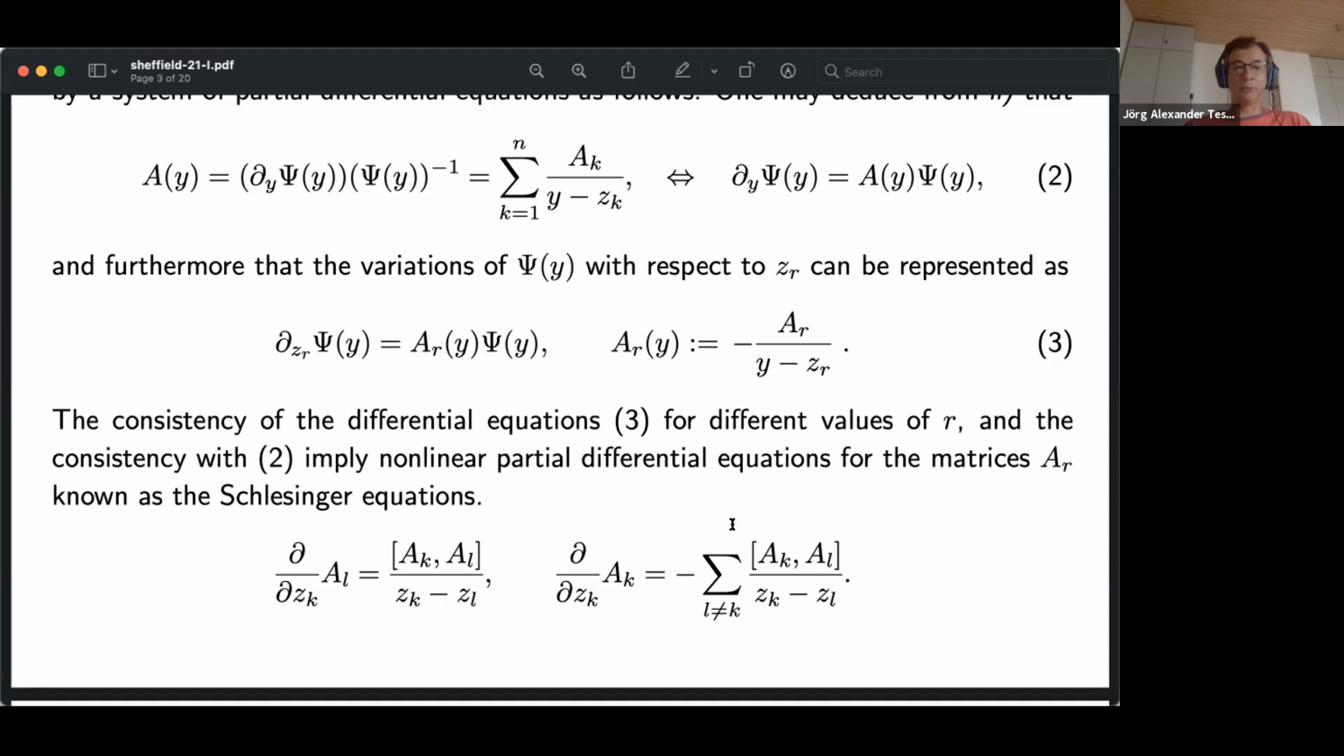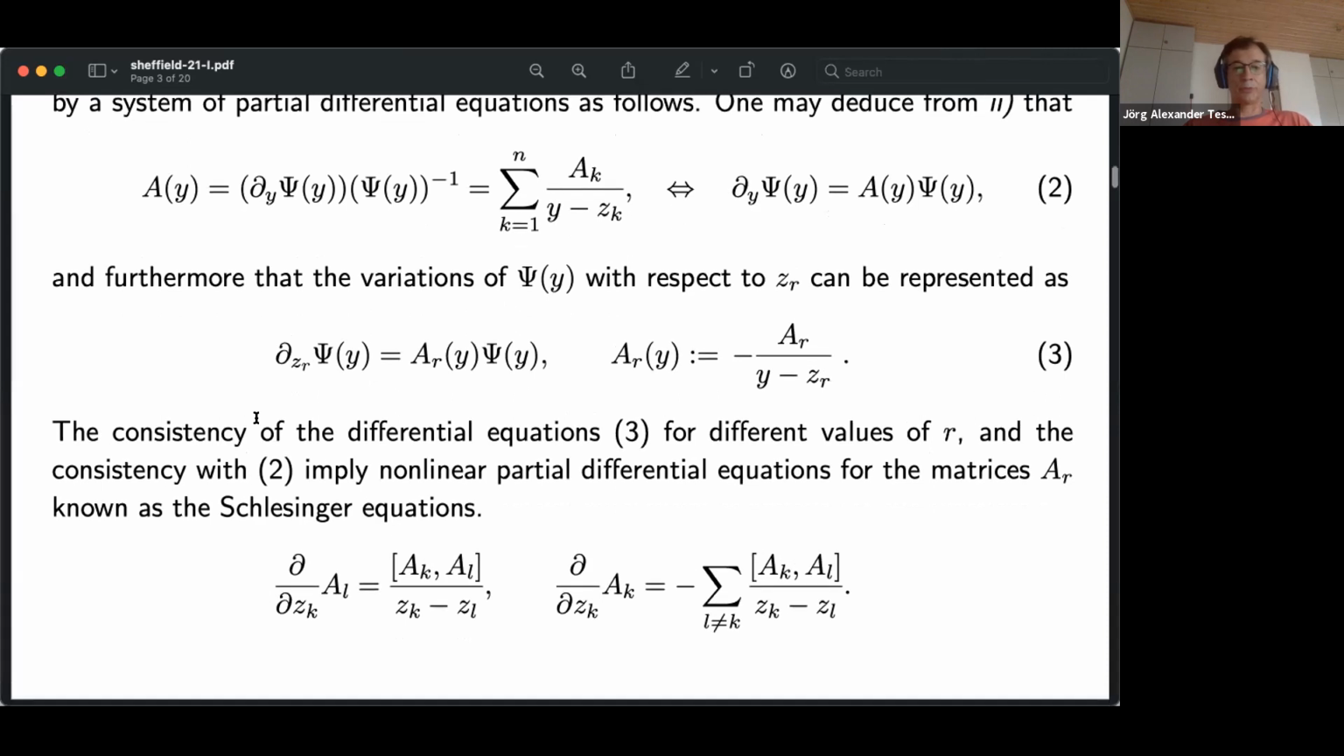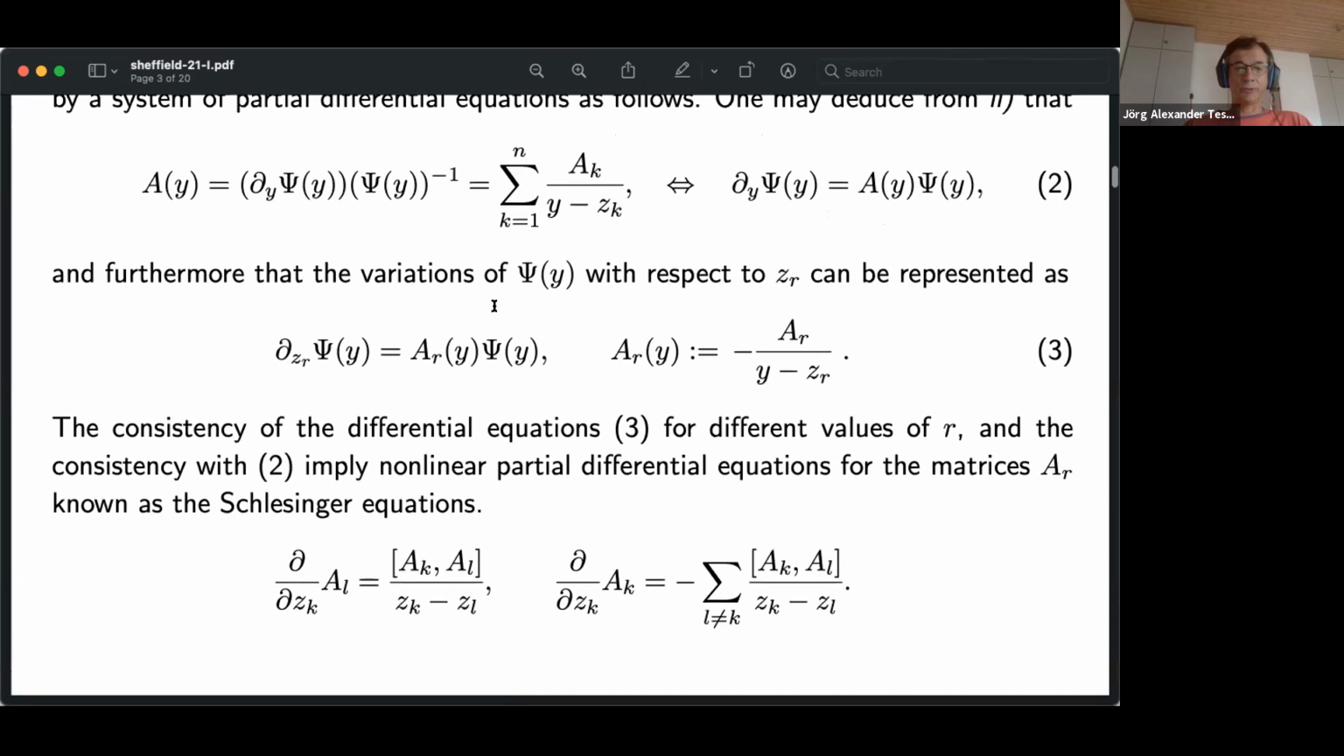Namely, this can only be if the condition from the commutativity of partial derivatives, the partial derivative with respect to y and the partial derivatives with respect to zr, holds. Partial derivatives, of course, as usual, are supposed to commute. And when you then rewrite it in terms of the right-hand sides of these equations 2 and 3, you find some equations for consistency that the matrix residues AK have to satisfy. And these take this form of some nonlinear partial differential equations.